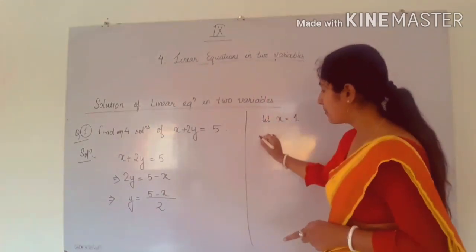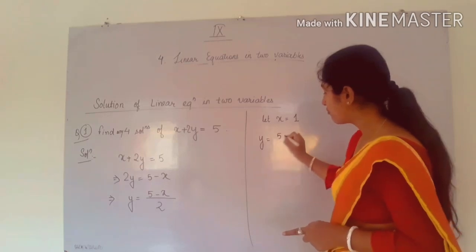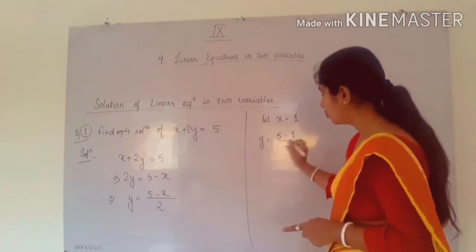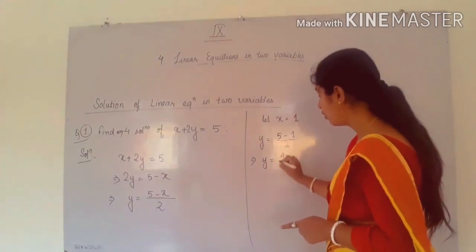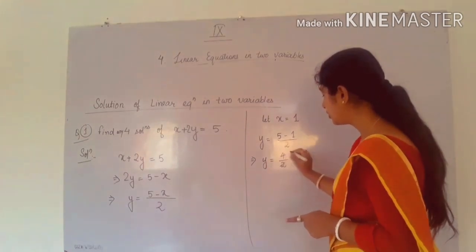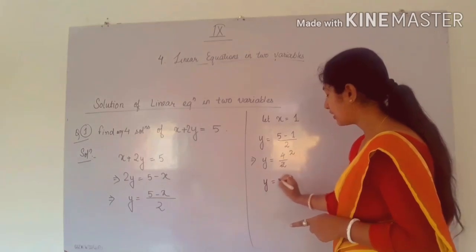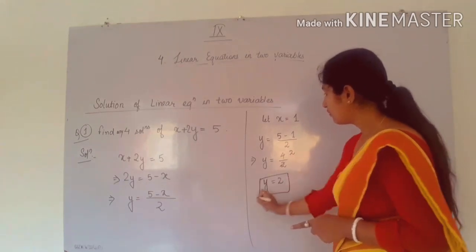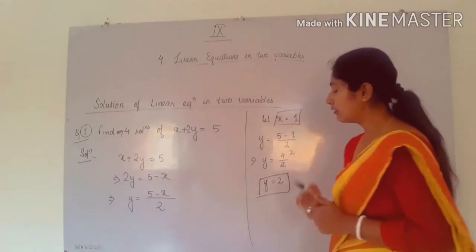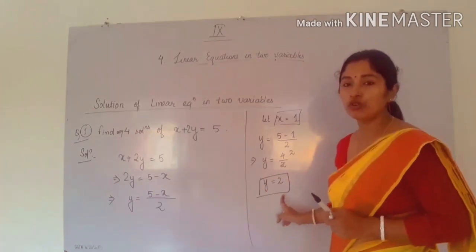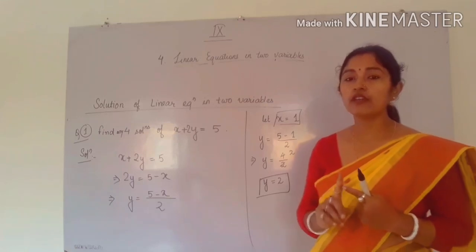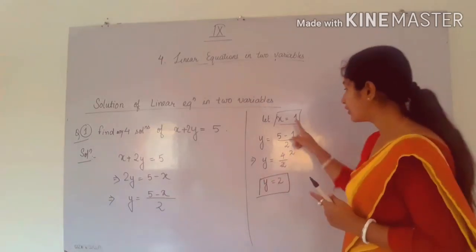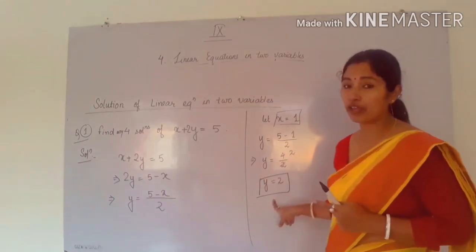So see what will happen, y becomes 5 minus 1 by 2. This implies that y is equal to 5 minus 1 is 4, 4 by 2, which becomes 2. So the value of y is 2. When we put x is equal to 1, we get y is equal to 2. This is one solution, one value for x and one value for y.